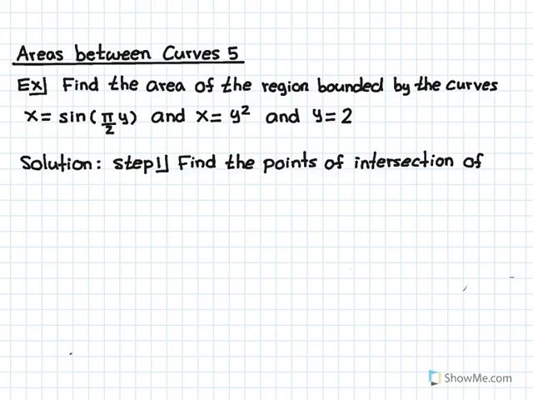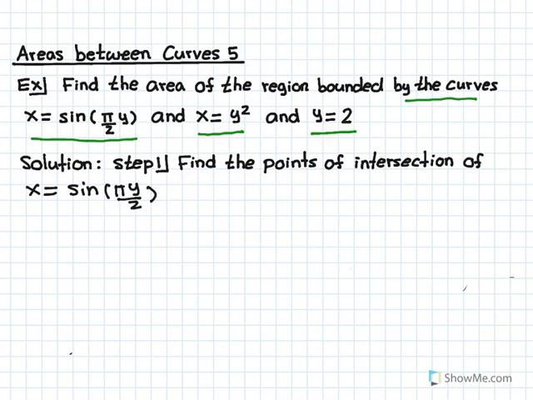In this video, we're going to look at another example of areas between curves. The question here is: find the area of the region bounded by the curves x equals sine of pi over 2 y, and x equals y squared, and y equals 2. The first step is to find the points of intersection of x equals sine of pi y over 2 and x equals y squared.